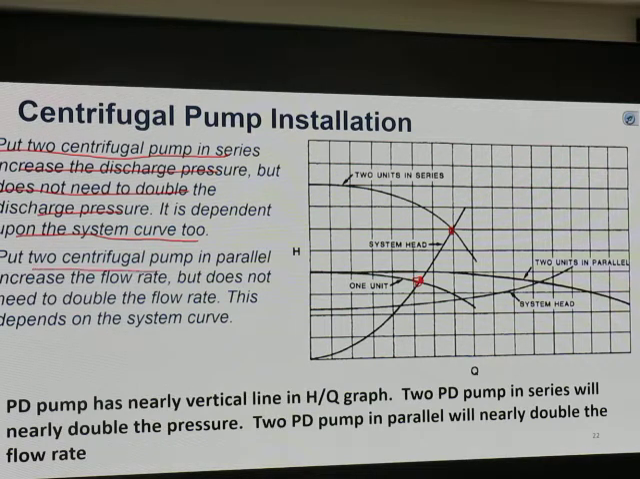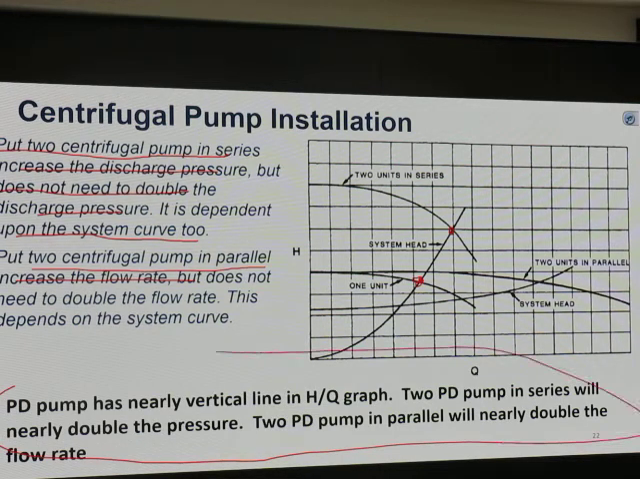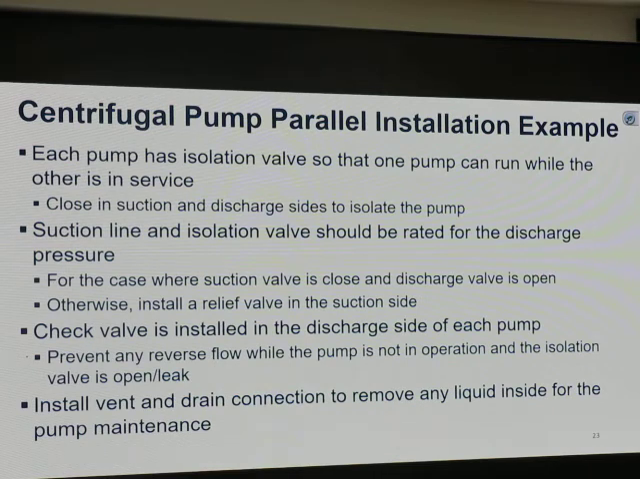Okay. Put two centrifugal pumps in parallel, it increases the flow rate, but does not necessarily double the flow rate. This is dependent on the pump curve too. Okay. If you put PD pumps, the flow rate will increase almost double because the pump curve is more straight. Got it? So put two pumps in parallel, increase the flow rate, but we still need to consider the system curve for the case of centrifugal pumps. Okay, the note for PD is over there. Any questions on this? No question? Alright.